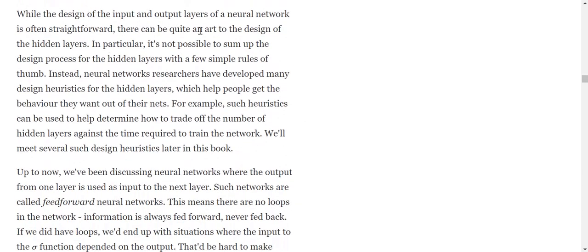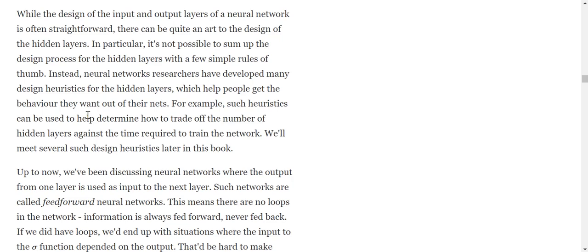While the design of the input and output layer of the neural network is often straightforward, there can be quite an art to designing the hidden layers. In particular, it's not possible to sum up the design process with a simple rule. Instead, neural network researchers have developed many design heuristics for the hidden layers, which help people get the behavior they want out of their nets.